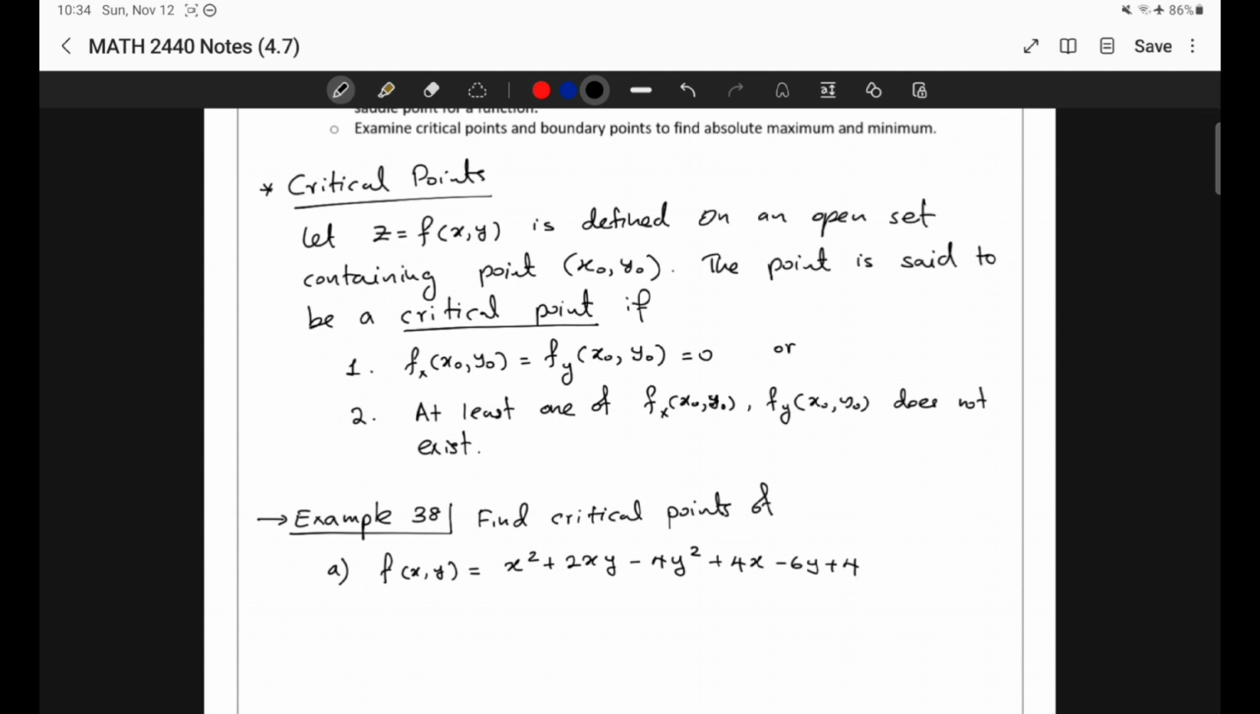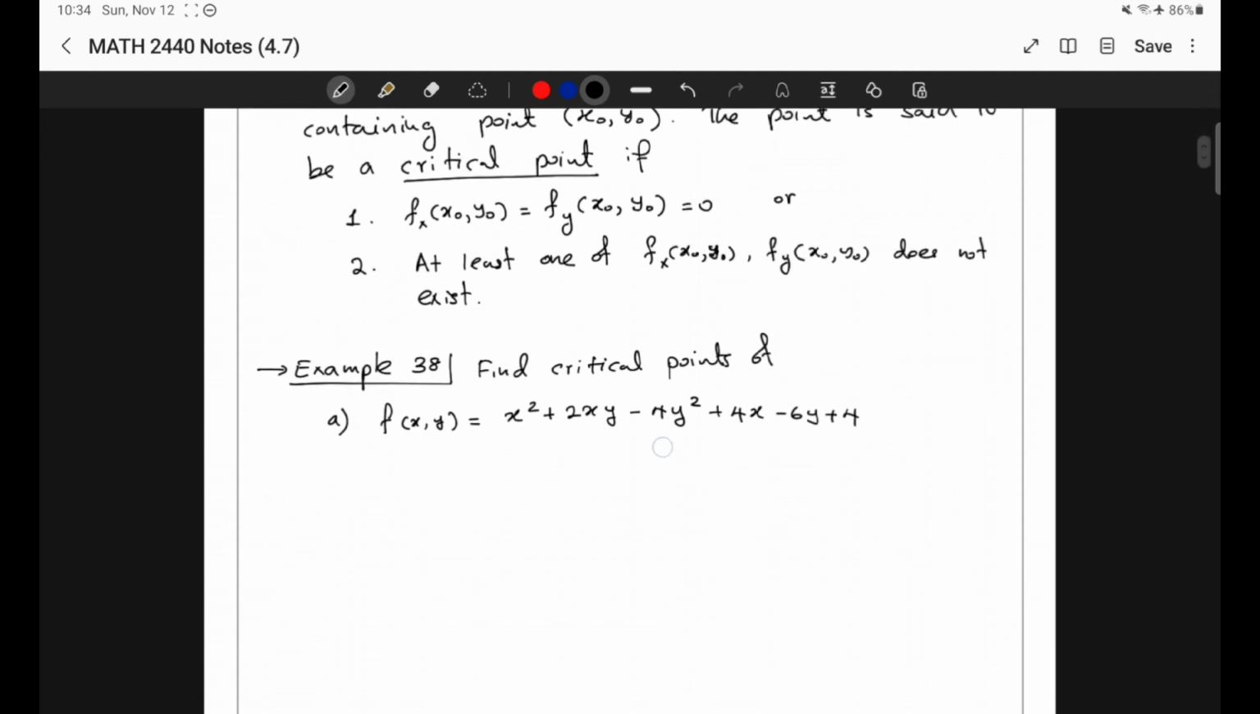Okay, so the way to find critical points is you find its partial derivatives and check the places where it does not exist. So those are critical points. Then make both of them equal to 0 and find x0, y0. So you have to do both.